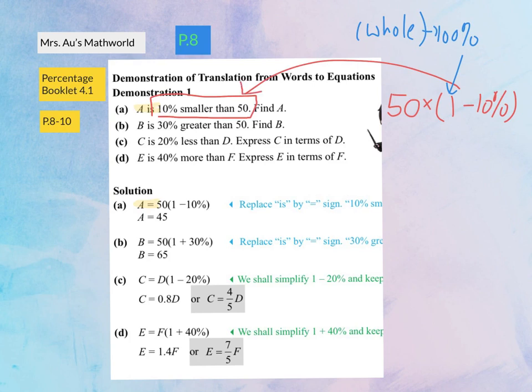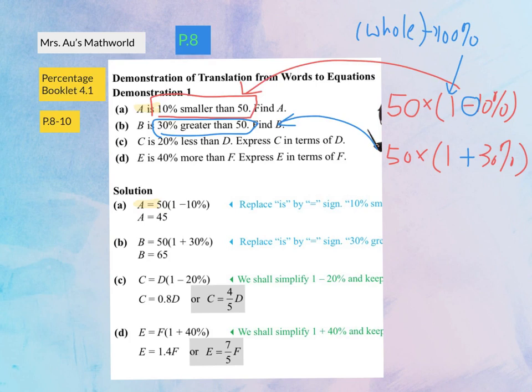For part B, we do it similarly, but we just change it to greater than. Greater than means the thing inside we change to plus. So 50 times 1 plus 30%. The object is 30% more than 50. So you can get the same result. This is for part B.